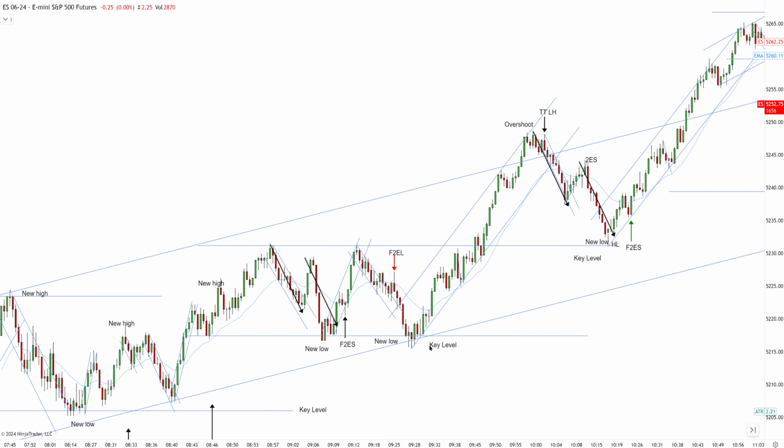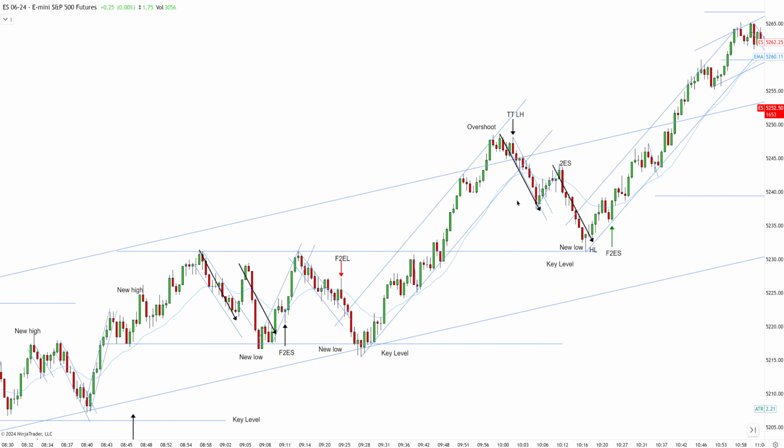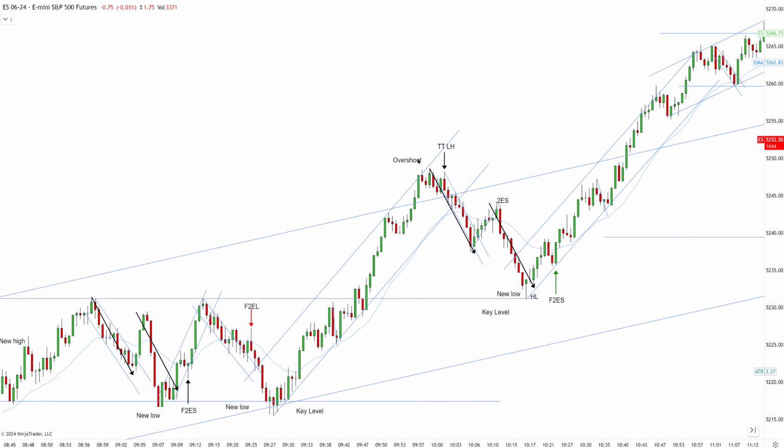Now this was the really important area where the correction phase ended and a brand new push phase was established. As you can see, we had overshoot. We have triple test, that is a lower high. If you absolutely need to take this, I can see why, because the triple test and lower high is quite tempting, but this is way more aggressive setup.